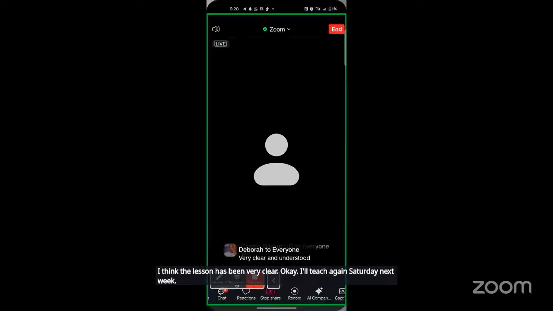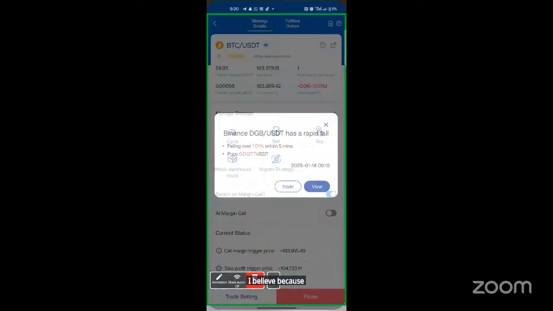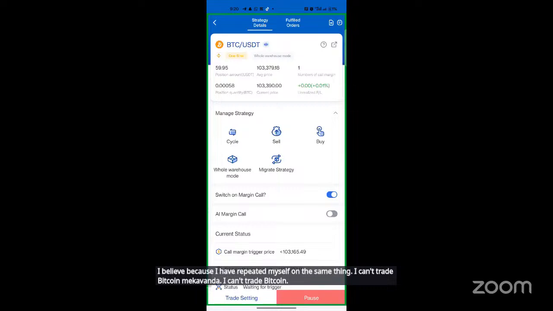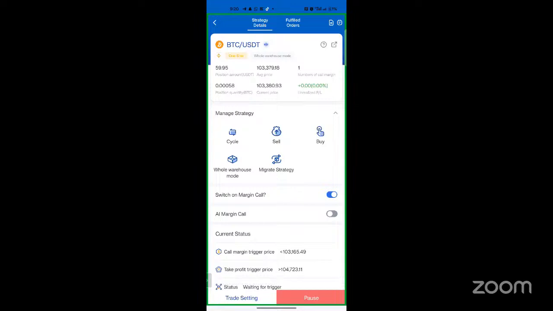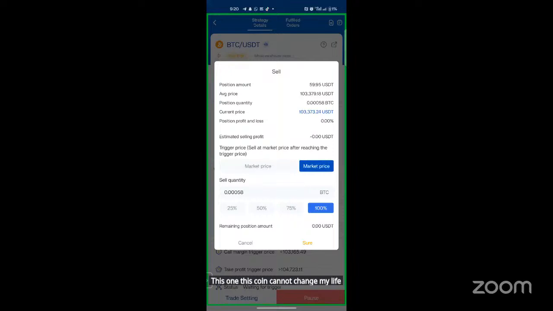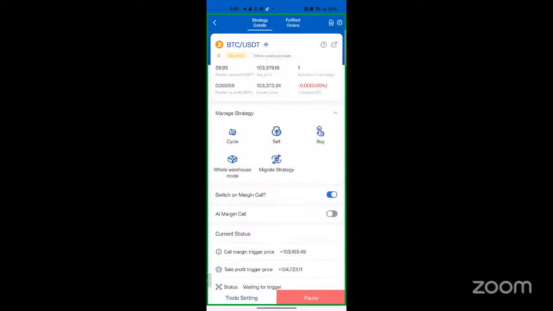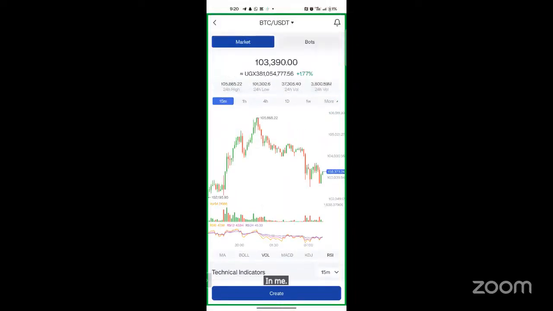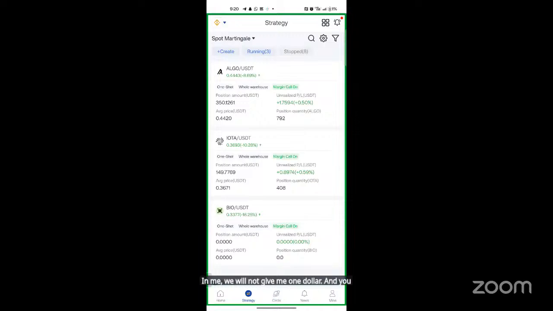Okay, I'll teach again Saturday next week. The lesson, I believe, because I've repeated myself on the same thing. I can't trade Bitcoin, Mikavanda. I can't trade Bitcoin because I will make very little profit. This coin cannot change my life now, Mikavanda. Go, let others enjoy you. Me, you will not give me $1, and you think I will love you.